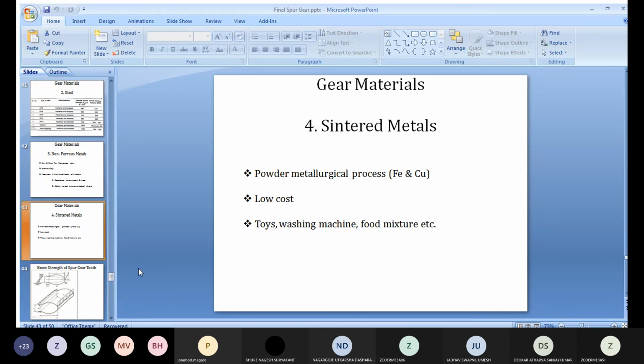You can write iron and copper. It has low cost, and the application I have written over there. You can just write down sintered metals. So these are the four types of materials which we can use for the gear. While doing the project in case of the gearbox, we will have to select out of these four materials for the gear pair, for the pinion as well as the gear.